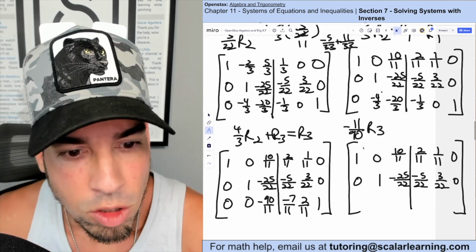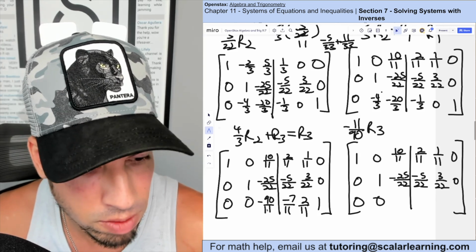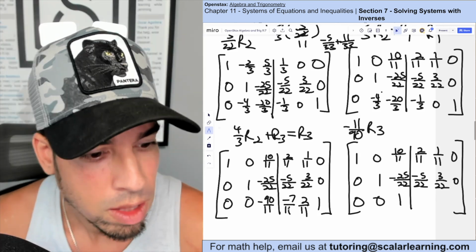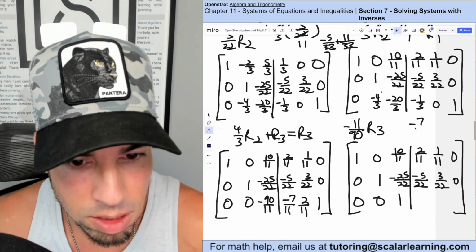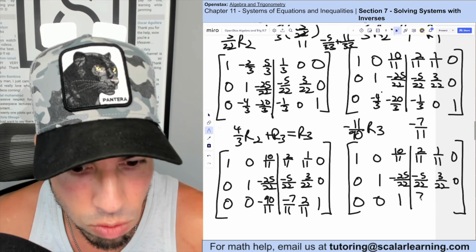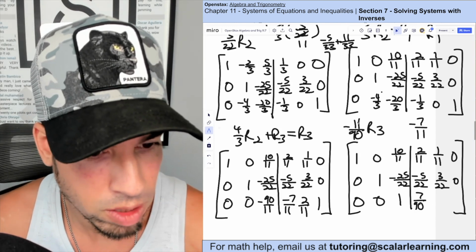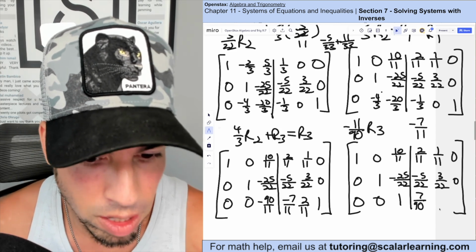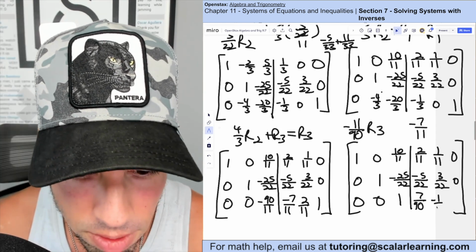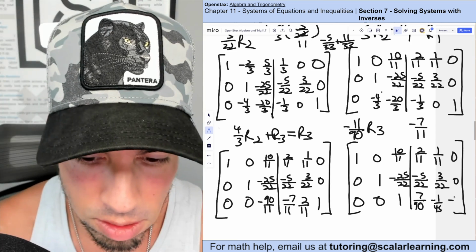Let's do that now. So we got this times 0 is 0. This times 0 is 0. That times negative 90 over 11 is 1. Then this times negative 7 over 11. Negatives cancel out, so do the 11. So we got 7 over 90. Then we got 2 11ths times negative 11 over 90, which is going to be negative 2 over 90, or negative 1 over 45. And last but not least, times 1 is just negative 11 90ths.